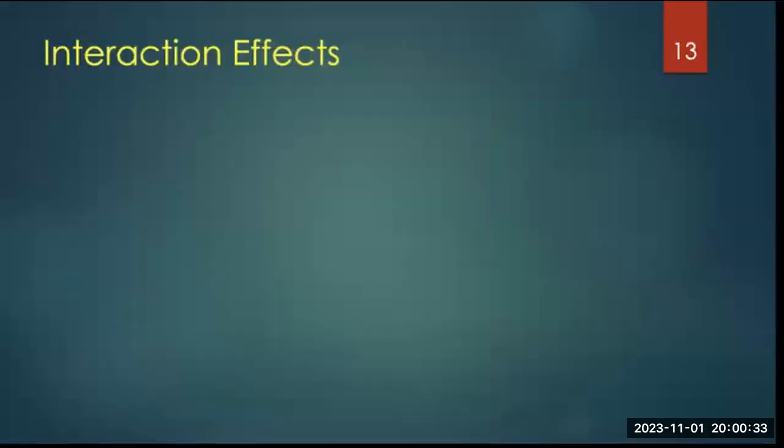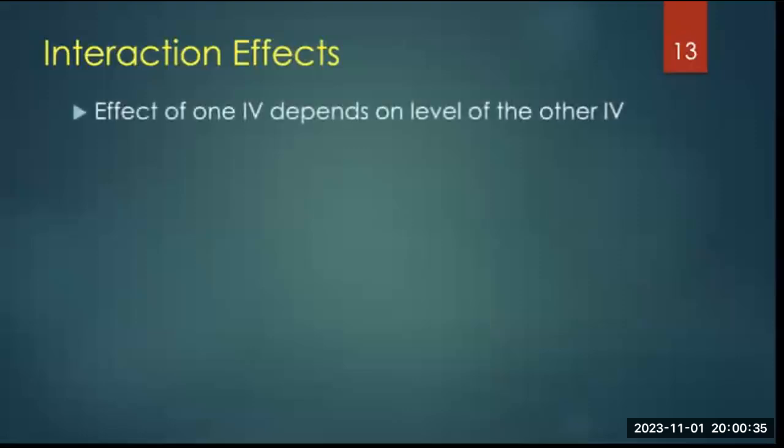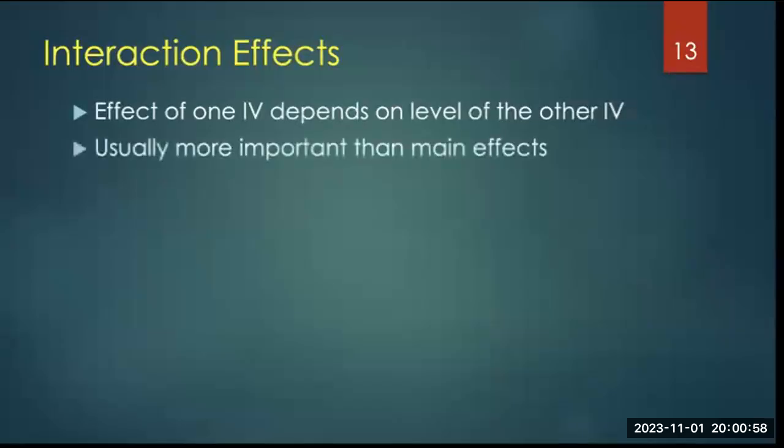Now let's look at interaction effects. This is what makes factorial designs so significant, because only a factorial design can show us what the interaction is when we look at both variables together, right? So an interaction effect is when the effect of one independent variable depends on the level of the other independent variable. It's not just consistent, it happens with an interaction, right? So usually it's more important than the main effects. Interaction is an it-depends situation.